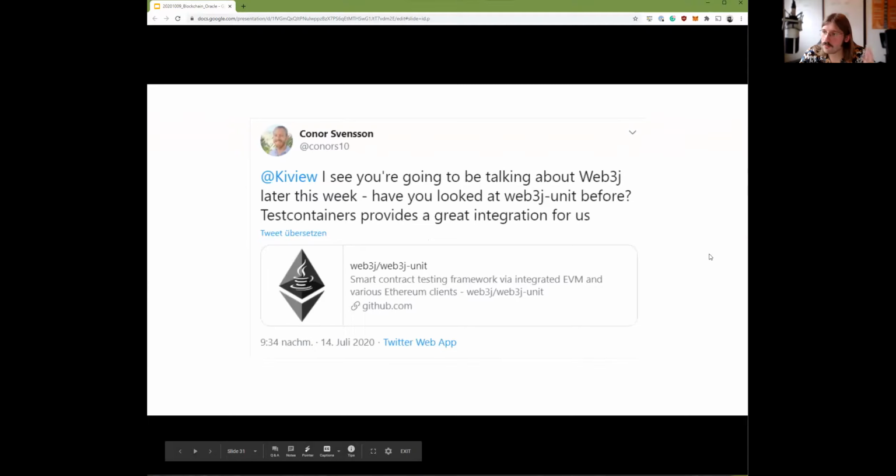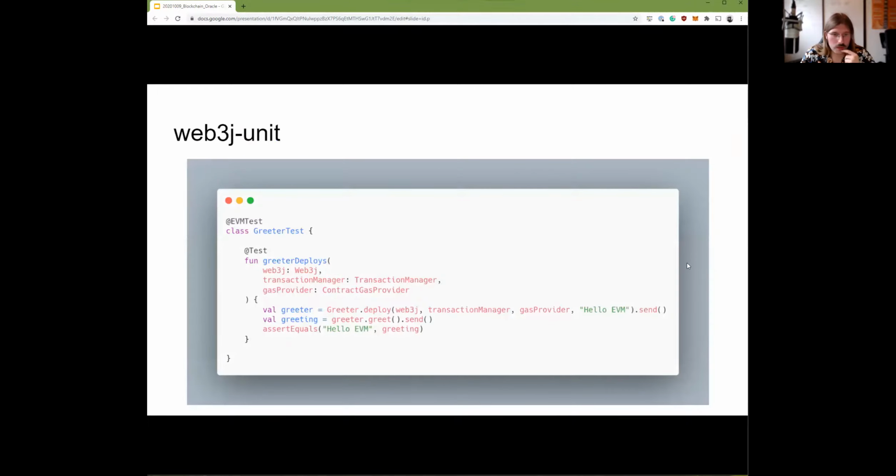All right. So there's some other cool stuff. As I told before, I'm also a Testcontainers maintainer, and there is a Testcontainers integration for Web3j to allow you testing of your smart contracts using Testcontainers and a Docker-based Ethereum setup. That's cool. Yeah.